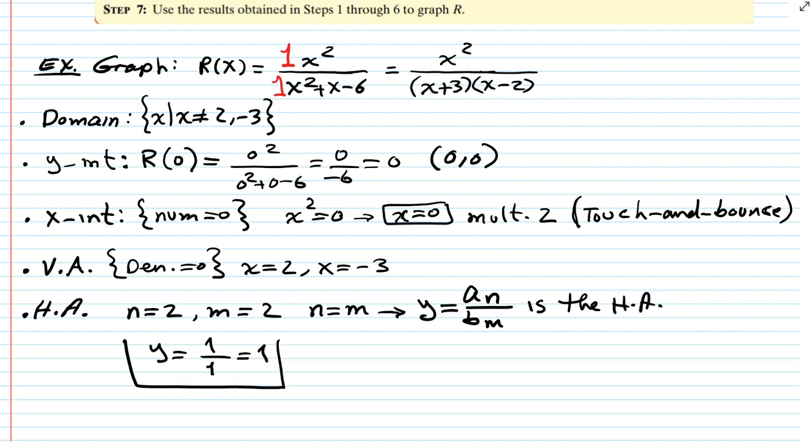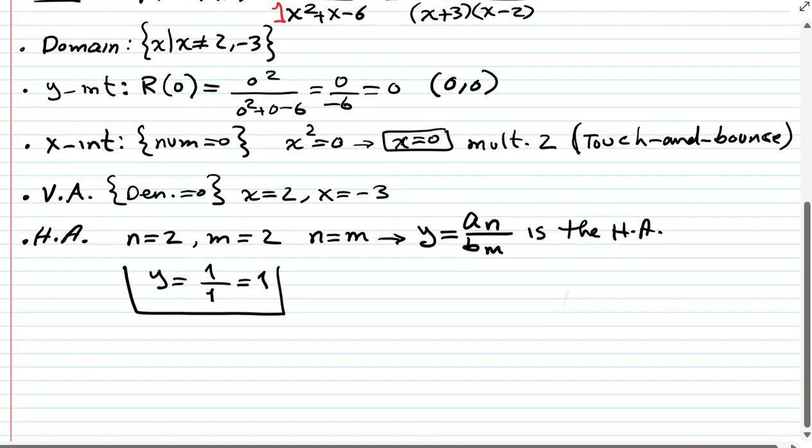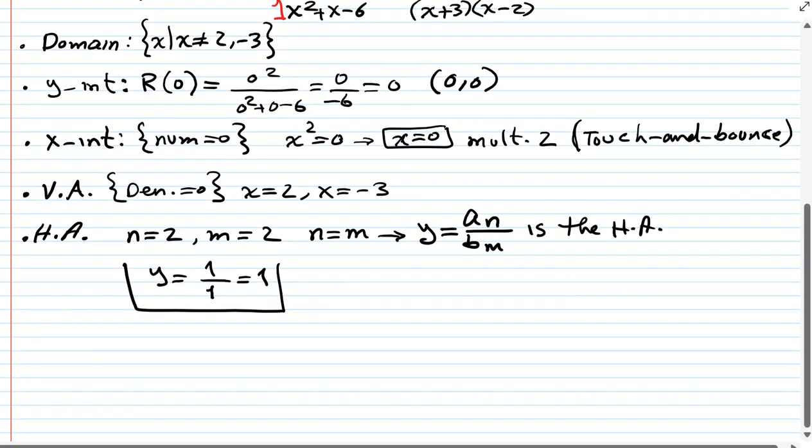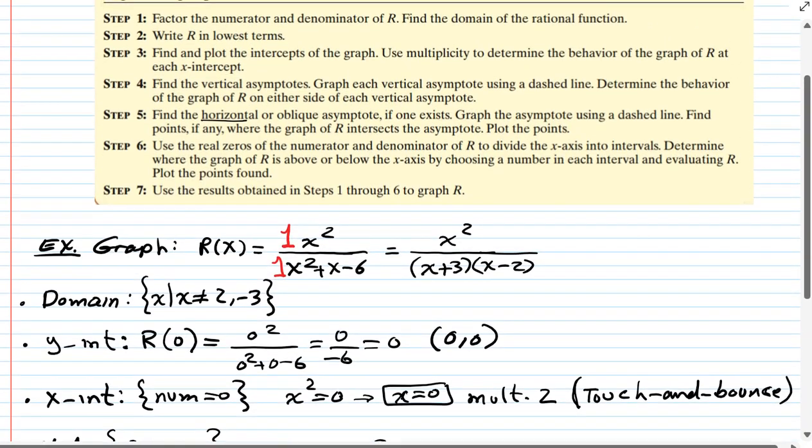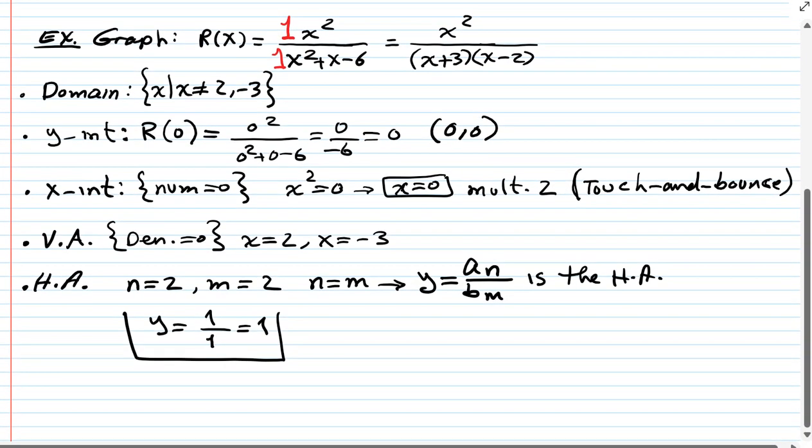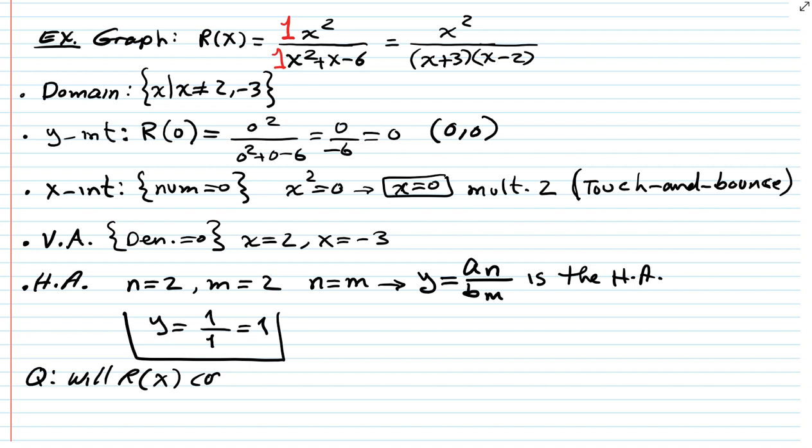Y is equal to 1. And again, all this information will be transformed to a graph momentarily. Let's see what else. So we did that. Oh, will the graph cross the horizontal? Question: will r of x cross its HA? Remember, the horizontal may be crossed, but vertical will never be crossed.